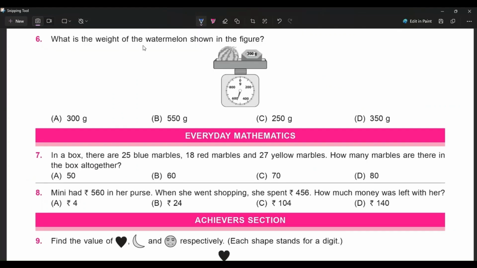Sixth question: what is the weight of the watermelon shown in the figure? On the weighing pan, you are given a watermelon plus a weighing bar of 200 grams. So on the display, the weight is shown as this is 400, this becomes 450, this is 500, and this is 550.